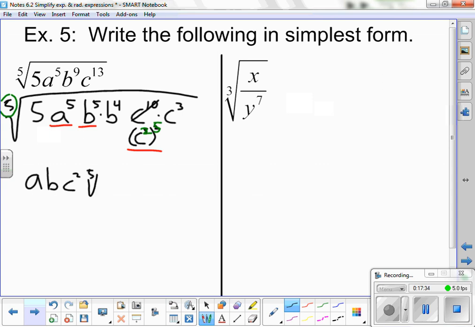What's going back in is the 5. So that's gone, that's gone, that's gone. The 5, the b to the 4th, and the c to the 3rd. All right.